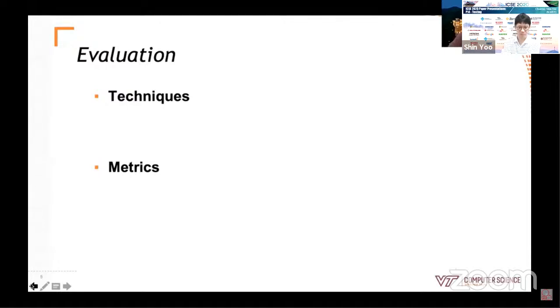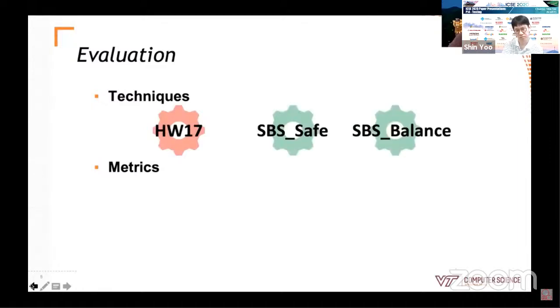In this presentation, we report 3 highlighted techniques. HW17 is a state-of-the-art technique. Our approach of SBS is a customizable technique that can be tuned based on different sensitivity to first failures. In this presentation, we propose our approach with 2 versions, under the safest configuration and the most balanced configuration. We measured 3 metrics in this evaluation.